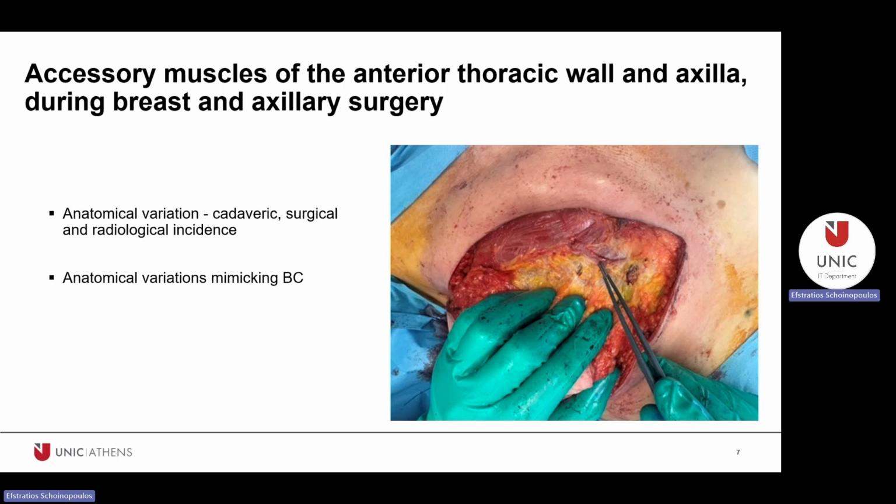During surgery, sometimes we might see things like that. This small muscle here is called the sternalis muscle. This is an anatomical variation. We don't usually have it. It might happen occasionally. It's something benign. It's not a problem. But sometimes it might confuse you during surgery, and sometimes it might even mimic cancer. So we have to be aware of those things.